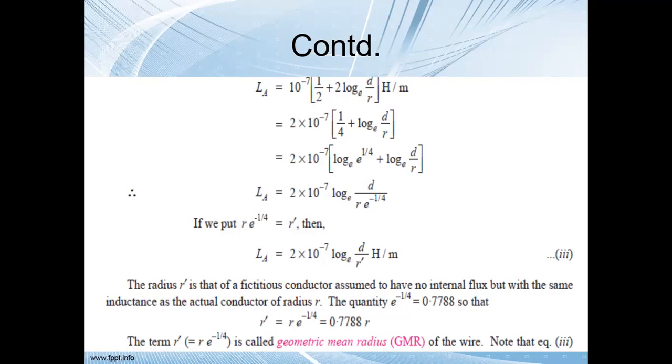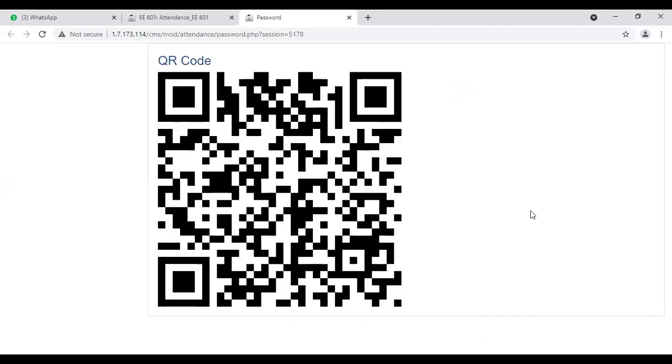Derivation is clear, sir. Okay, so now I will quickly share the attendance. You have to give your attendance within, let us say, 1 minute. I will share it. Is it visible? QR code is. Yes, sir. So put your attendance quickly. Okay, sir.